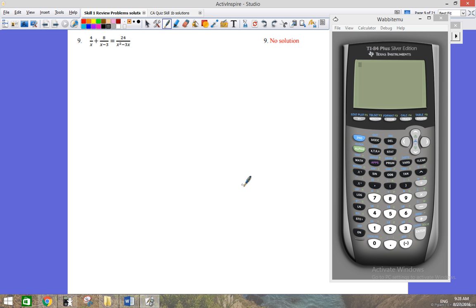Number 9 is a rational equation. Look at the denominators, write it in factored form. That way you can see what common denominator you want for every term. We can see pretty easily that an x factors there, and that we have x minus 3, so that's going to be the common denominator we want everywhere.